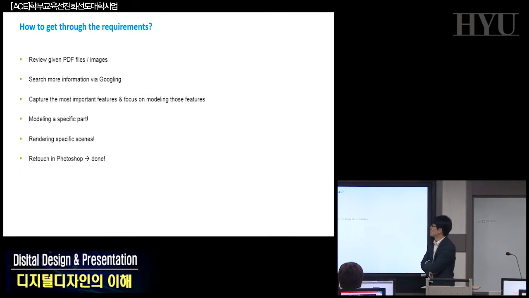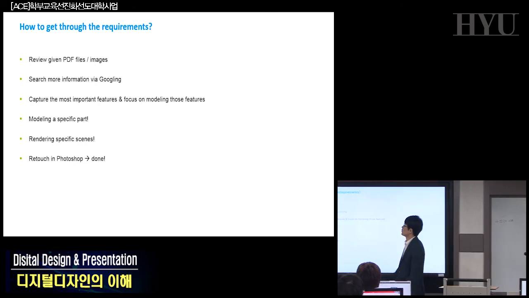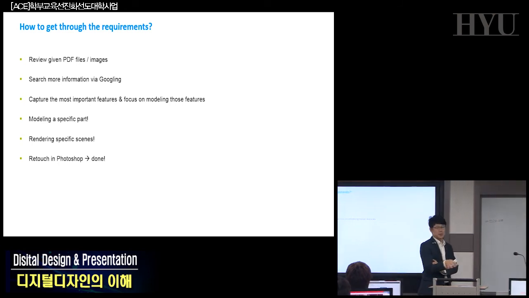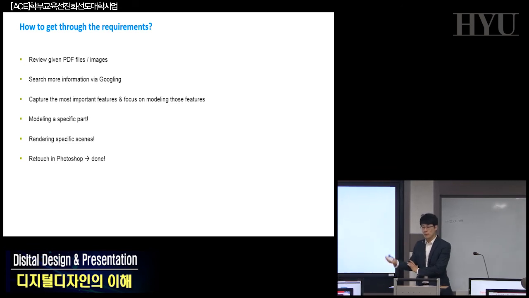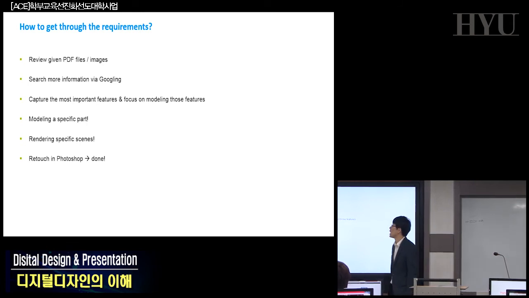Let me show you how to get through the requirements. Firstly, you have to review the given images. I distributed some PDF files and images and posted them on the Google site for the course. You have to search by name, search by designer, and so on, by Google image search or just simple Google text search. You can get more additional information about that building, that design. You need to collect as much as you can get from Google.